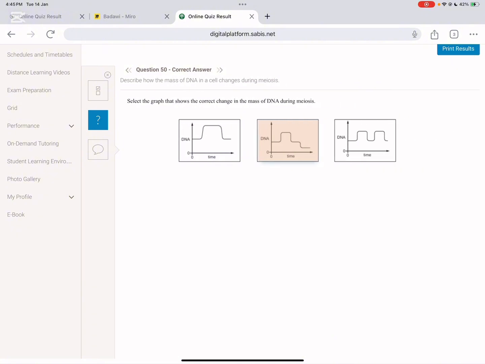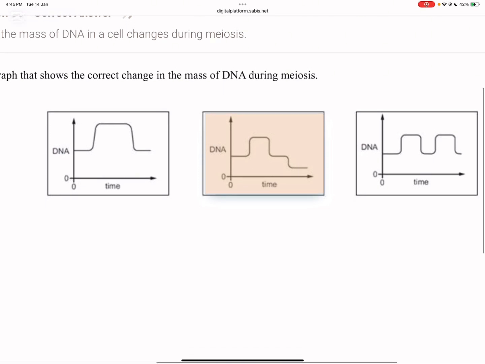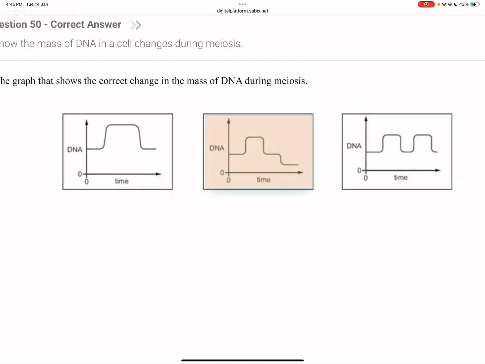Okay, I will explain this question. So remember during meiosis, why did we choose this one? They're asking us about the mass of DNA. So before meiosis happens, what do we have? We have DNA replication. So that's why the mass of DNA increased. And then we have the first division of meiosis. But here we're still, I mean, we're still diploid. And then in the second division, we become haploid, so that's why the mass of DNA again decreases.